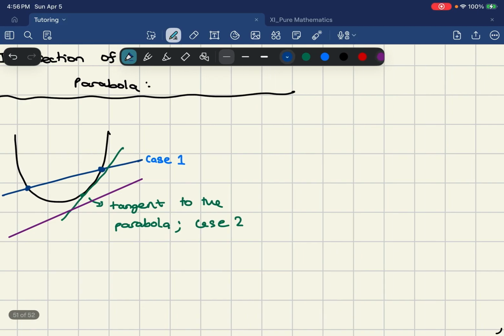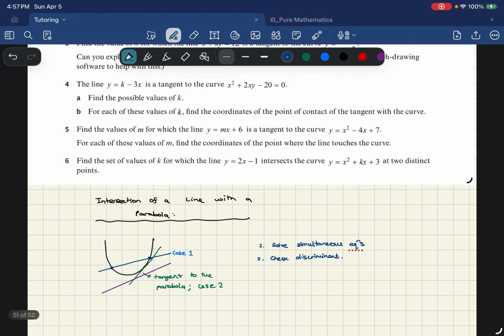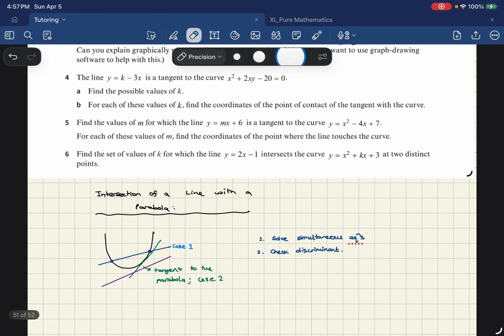And how we are going to solve it is, 1, we form and solve simultaneous equations, and 2, we check the discriminant. So those are two techniques that we will be using to solve these types of questions, right? And that is about it. So basically things will be clearer when we start doing some of the questions here.